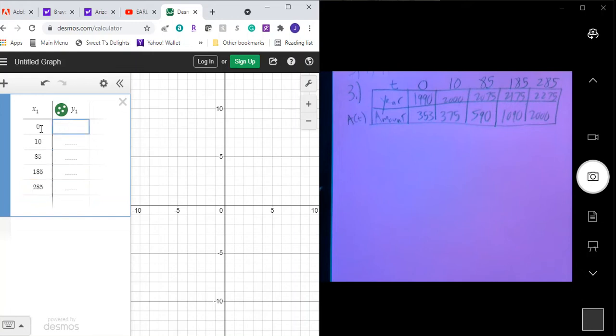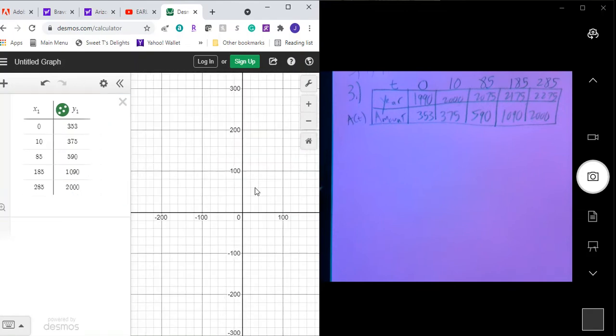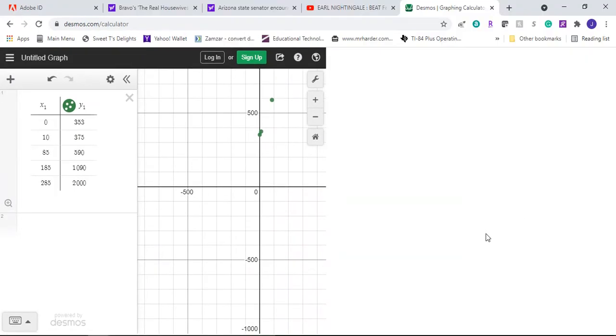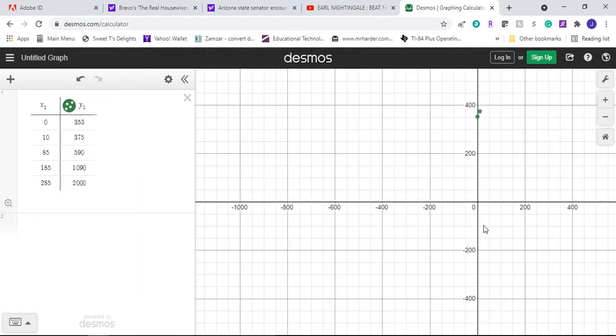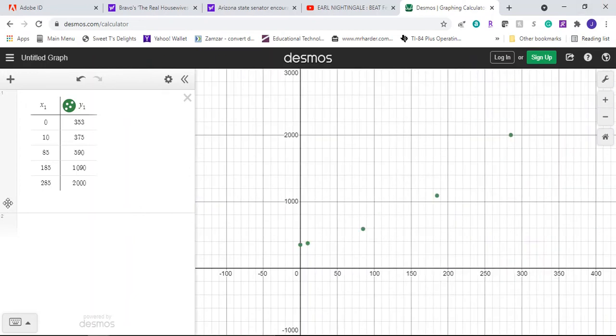All right. Then we would have 353, 375, 590, 1090, and also 2000. Now, what I could do, I could zoom in. And as you see here with me zooming in, maybe if I expand this a little bit, yeah, it's hard for us to see. So if you press the little magnifying glass in the corner, it zooms in for you. Over in the left, below your little chart. Yep. If you press that, it'll.